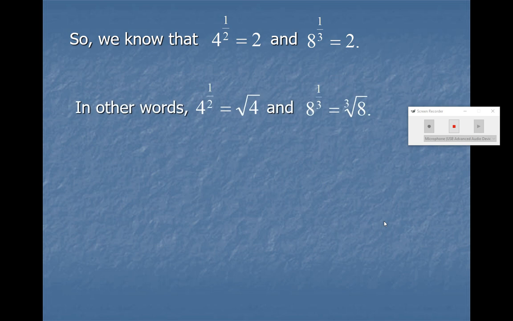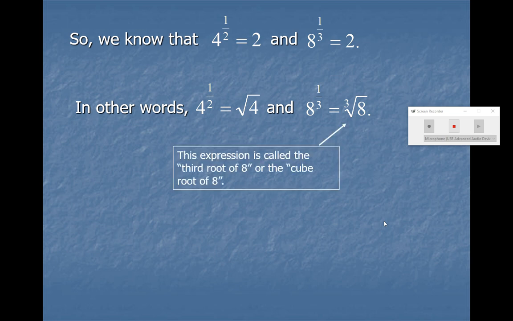There's what I wrote on the other slide. You can recopy it down if you want, or you can be like, yeah, I got that. I liked the way you presented it before, but here it is in words. This expression is called the third root of 8 or the cube root of 8. This is still called the square root. You don't often hear people say the second root of 4, but it is the second root of 4.